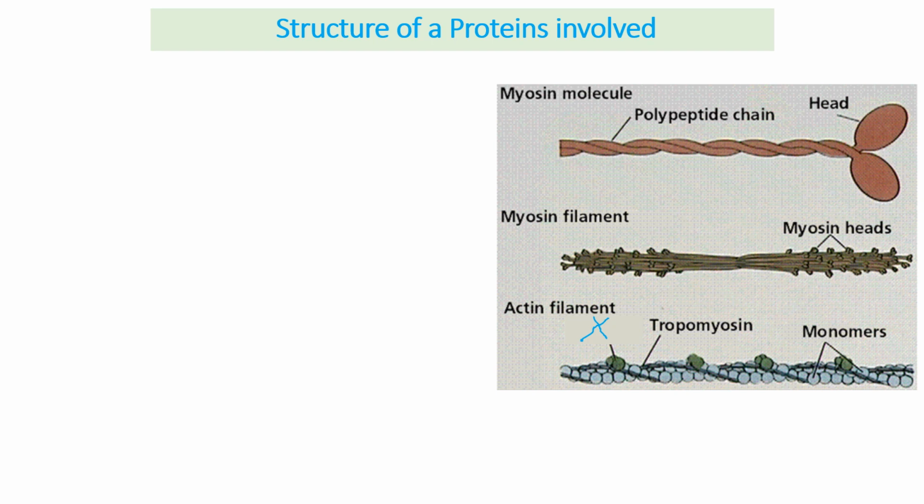Myosin. So myosin is the thick filament. It has heads on the end, and you can see how they're aligned in filaments here. There's lots of them together with lots of heads. And then you have actin, the thin filament. That actin has an extra protein wrapped around it called tropomyosin.